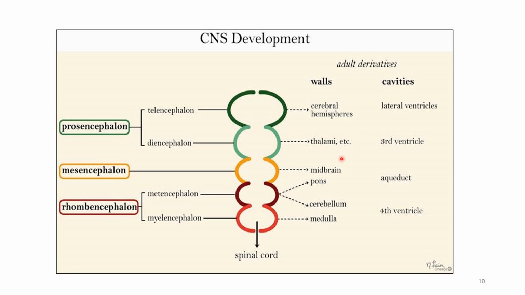some parts surrounding the thalamus, and it has the third ventricle as its cavity. Then coming to mesencephalon, it forms the midbrain and it has the aqueduct as its cavity. This rhombencephalon is again divided into two, that is metencephalon and myelencephalon. The metencephalon forms pons and cerebellum and this myelencephalon forms medulla. It has the fourth ventricle as its cavity. Then this medulla is continued as spinal cord.